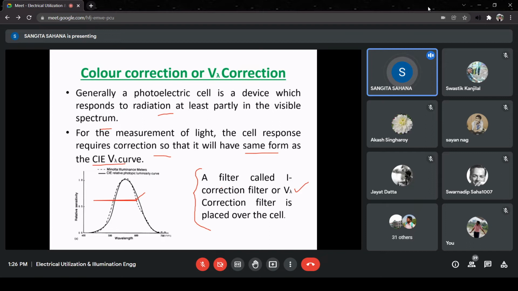Now the more accurate these two are, meaning the CIE curve and the response curve, the more accurate the result we will get. For example, we have a lux meter of 5,000 rupees in our lab, and we also have one of more than 1 lakh rupees in our lab. So of course you can understand the difference in accuracy of the 5,000 rupees lux meter and the 1 lakh rupees lux meter.